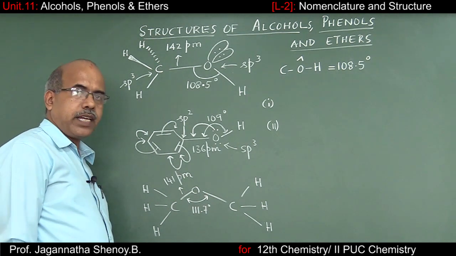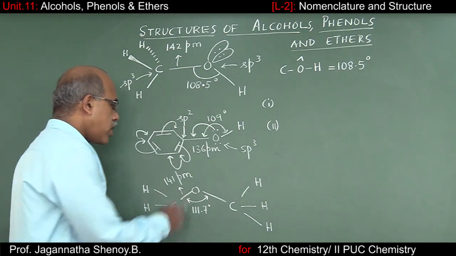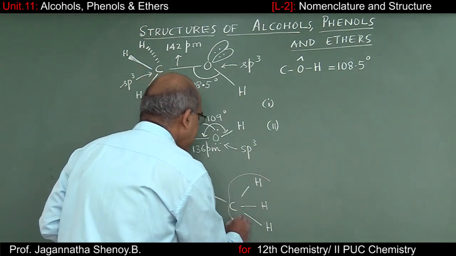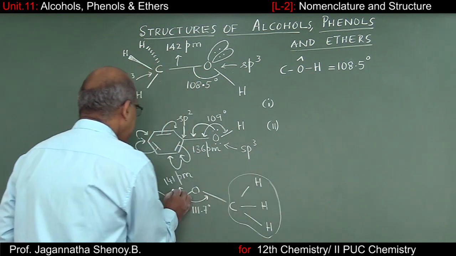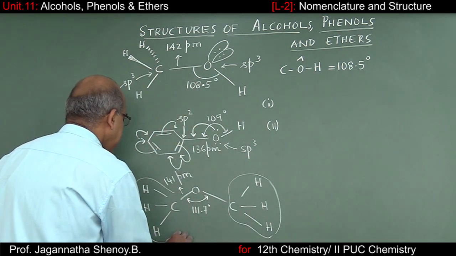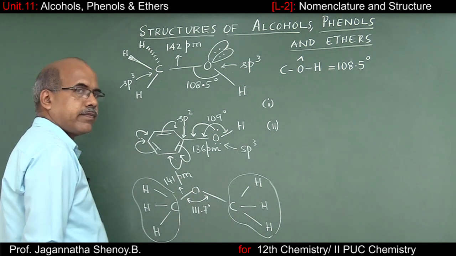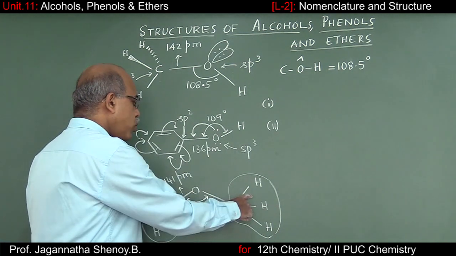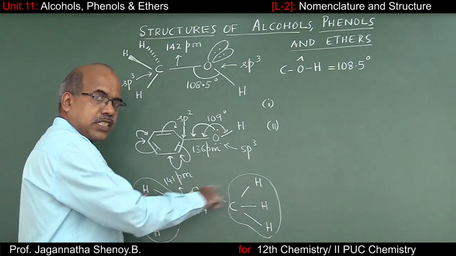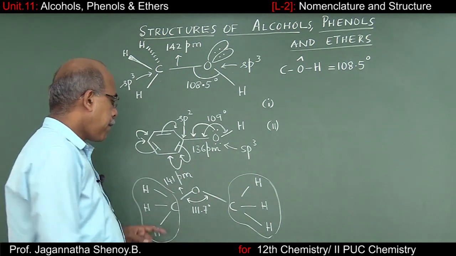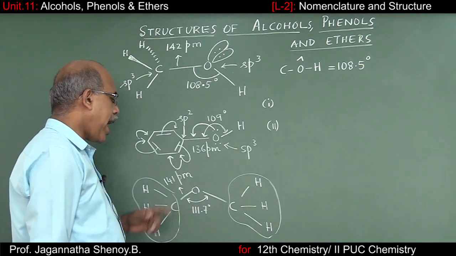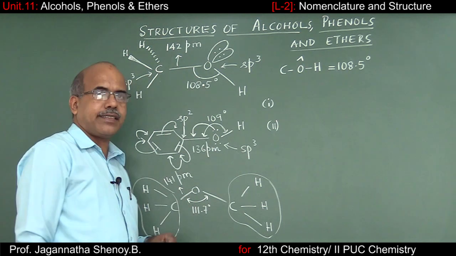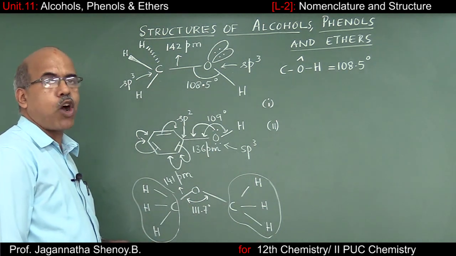So how to explain it? You know that the oxygen atom on either side is surrounded by two bulkier methyl groups. So whenever you have two bulkier methyl groups, there is a steric repulsion. Because of that, the bond angle is more than the normal tetrahedral bond angle.